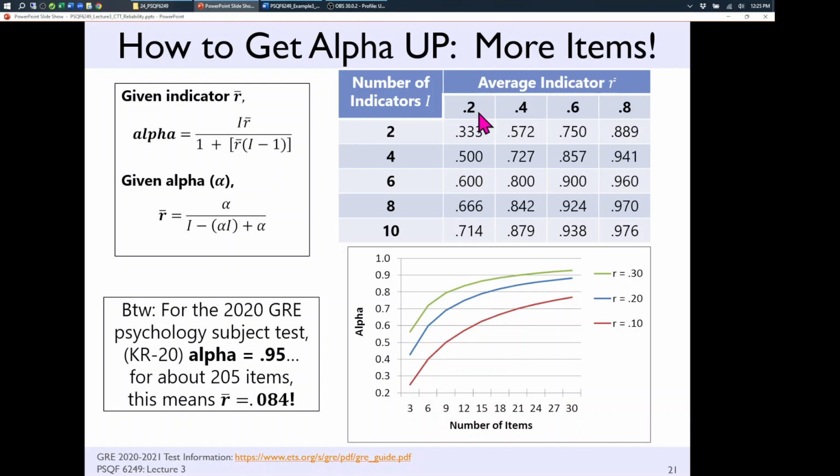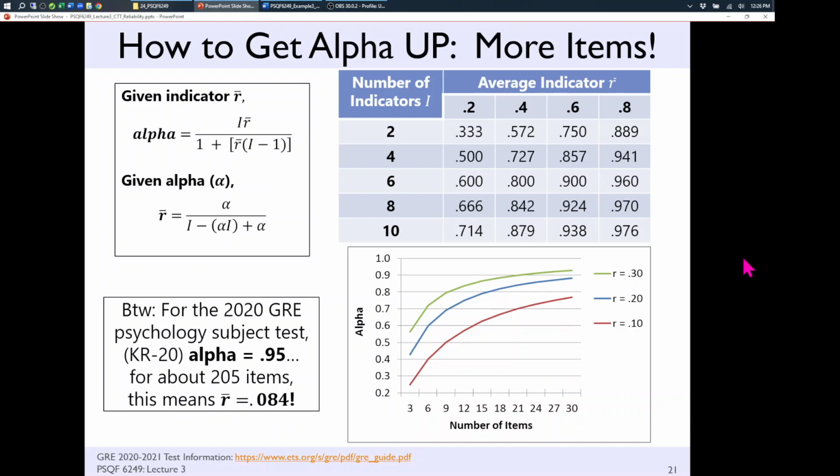Now keep in mind this is r. If we think about this in terms of shared variance, then it's even worse because r squared is 0.04 if the correlation is 0.2 on average. So we're talking 4% shared variance and then 96% something else that we don't know what that is. So not very compelling. And here's a chart that makes the point that even if you have a very low inter-item average correlation, you can get up to a conventional level of alpha if you just keep adding items.